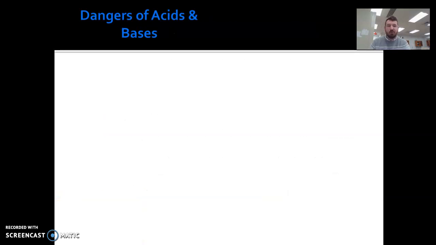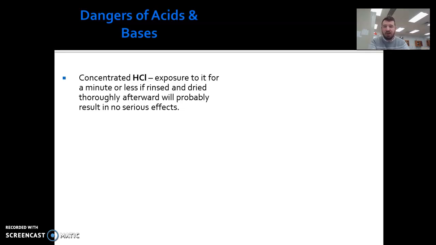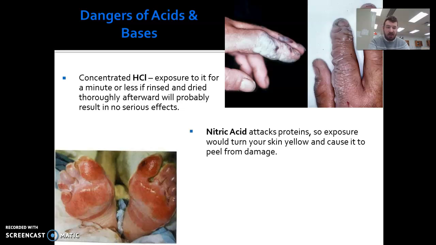All right, so some more dangers of acids and bases, and I apologize if any of these images are unsightly, but these are a real possibility if you are not working properly in the chemistry lab. Exposure to concentrated hydrochloric acid for just a minute or less, we can rinse it off and you'll probably be fine with no side effects. But, and again, I'm sorry for the images here, if we don't wash it off, it can do some damage. Nitric acid attacks the protein, so exposure would turn your skin yellow and cause it to peel from damage.